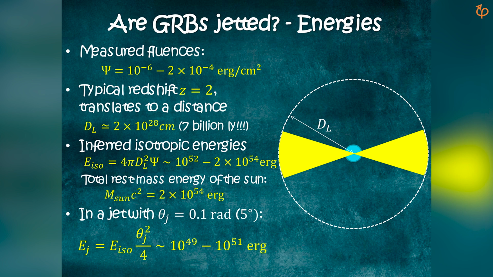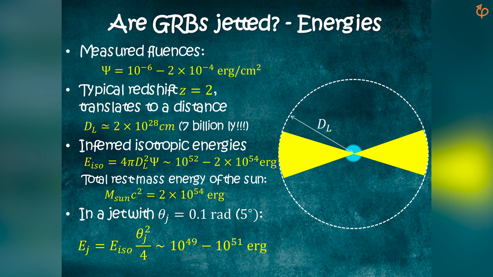So the consideration of energy alone tells me that gamma ray bursts emit their energy within jets and not in a spherical direction.